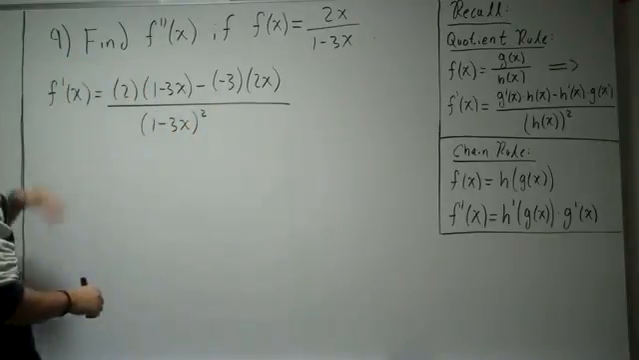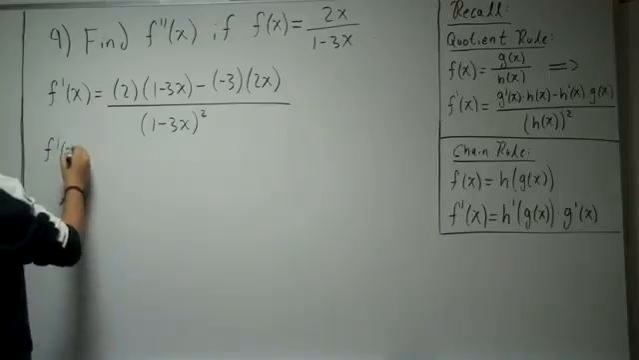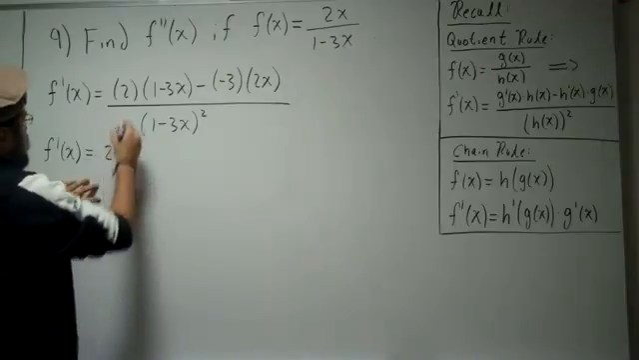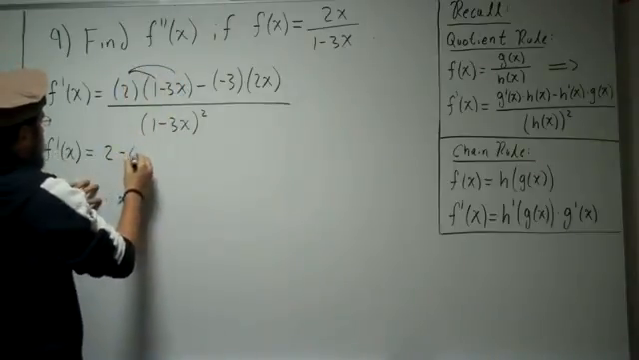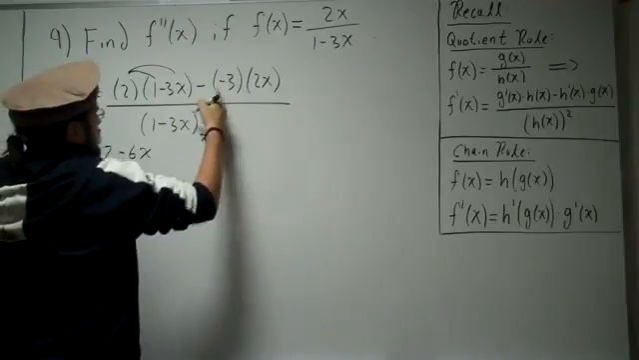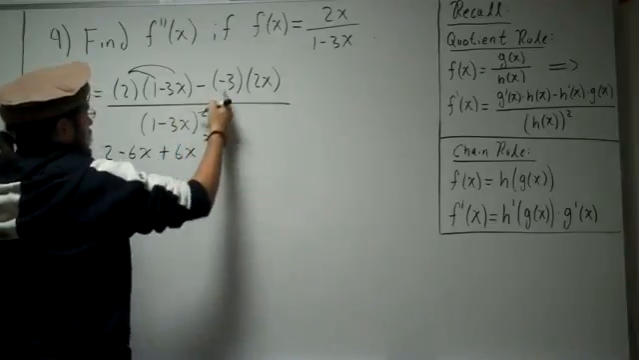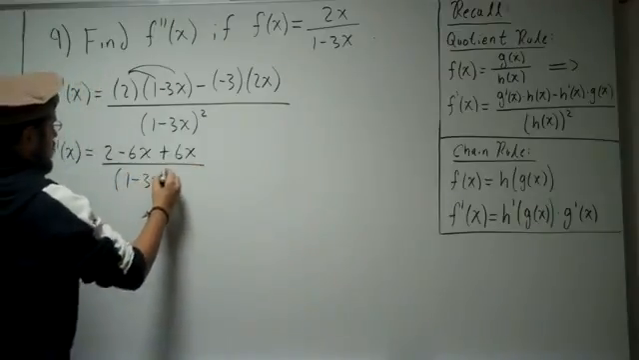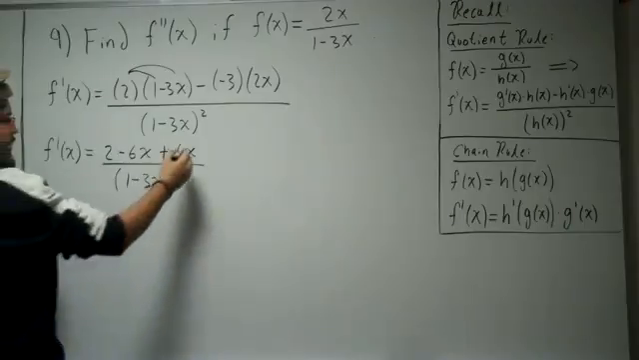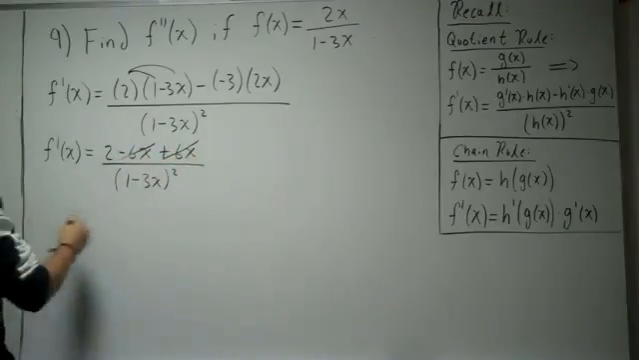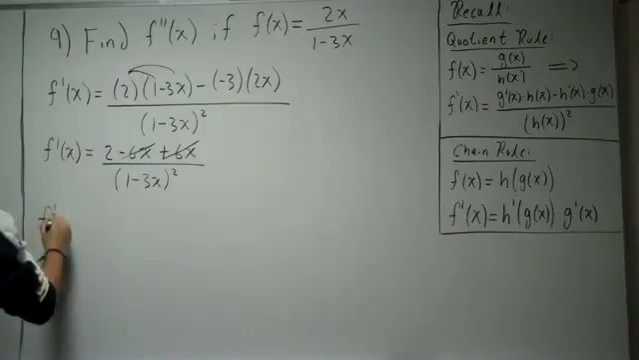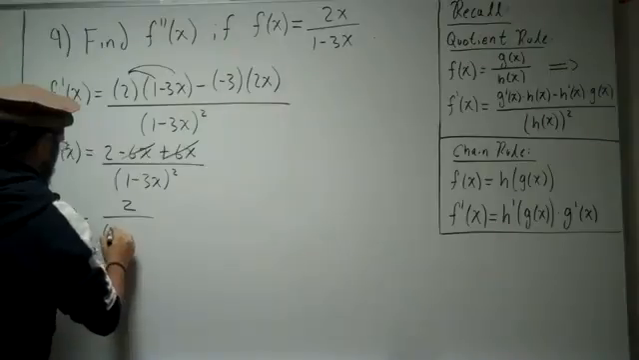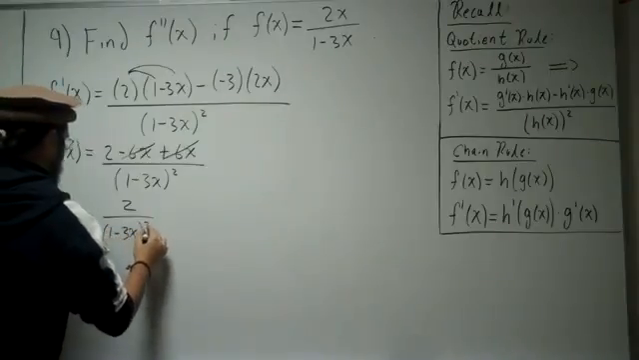Okay, let's do some algebra to simplify this before we compute the second derivative. We can distribute this: 2 minus 6x, minus minus, positive plus 6x. 3 times 2 is 6x. Divided by 1 minus 3x, all that squared. So we can cancel this 6x with this 6x, and then we're left with f prime of x equals 2 divided by 1 minus 3x squared.